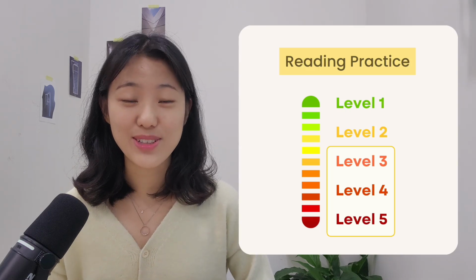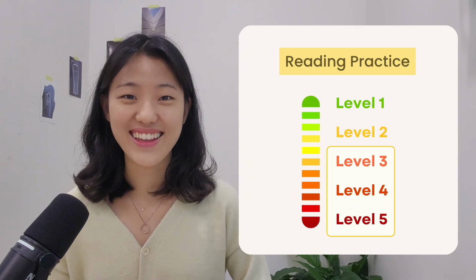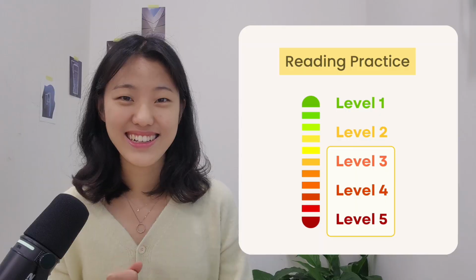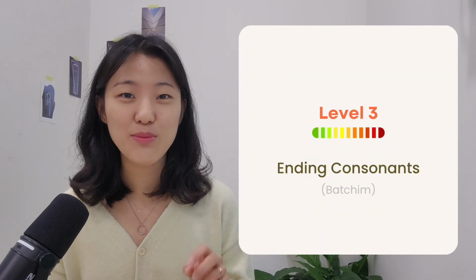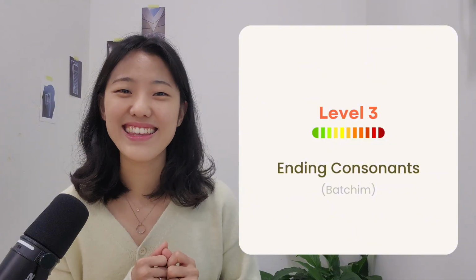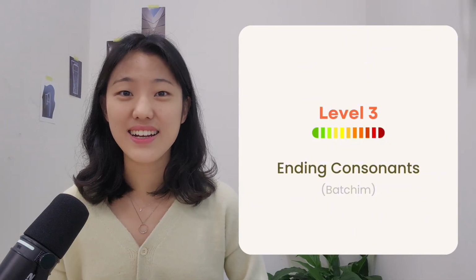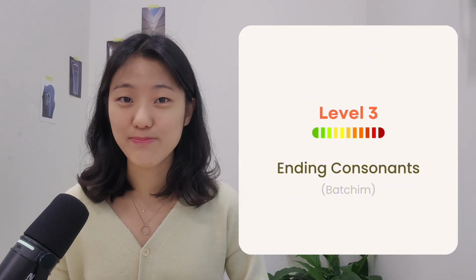Today we are going to read some hard to pronounce Korean words together. Are you ready? Let's go! Before we begin, if you haven't watched level 1 and level 2, please watch it here. And level 3 is about ending consonants, which is called 받침.